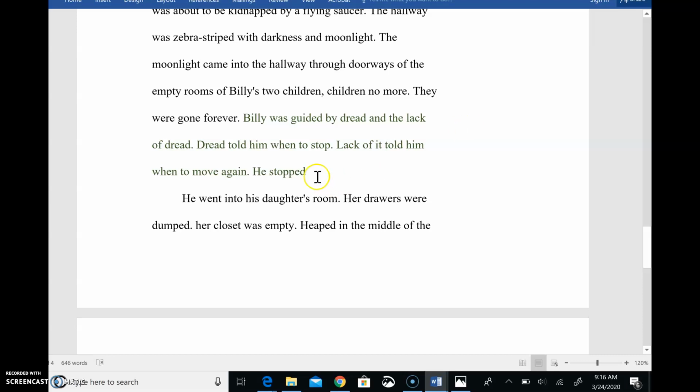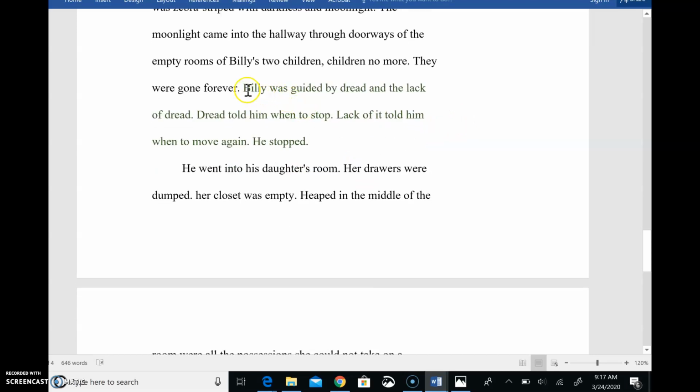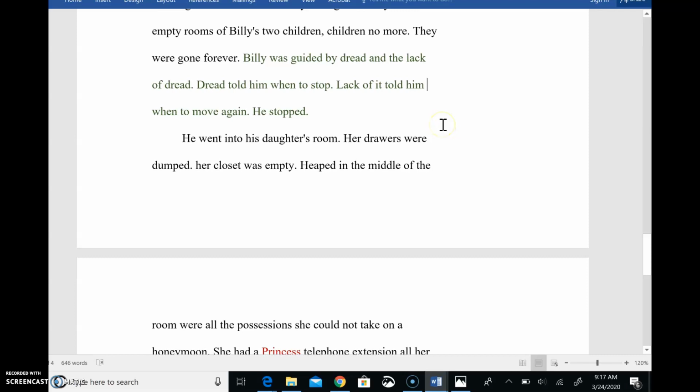He stopped. There's that rhythmic syntax again. Also, Billy not actually making choices on his own again. This is Billy being guided by dread and lack of dread. It's not Billy even having agency at night walking through his house.